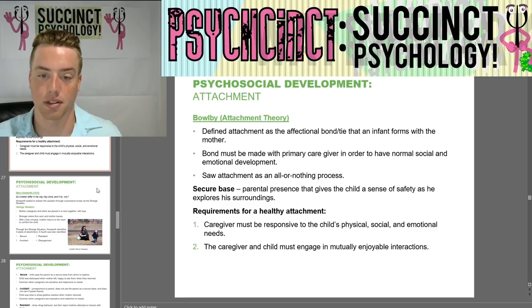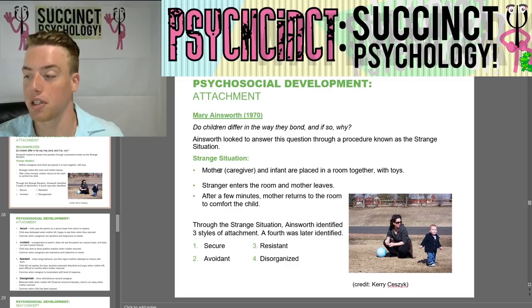And then we have Mary Ainsworth in 1970. Do children differ in the way they bond, and if so, why? Ainsworth looked to answer this question through a procedure known as the strange situation. In the strange situation, the caregiver and infant are placed in a room together with toys. A stranger enters the room and the mother leaves. After a few minutes, the mother returns to the room to comfort the child.